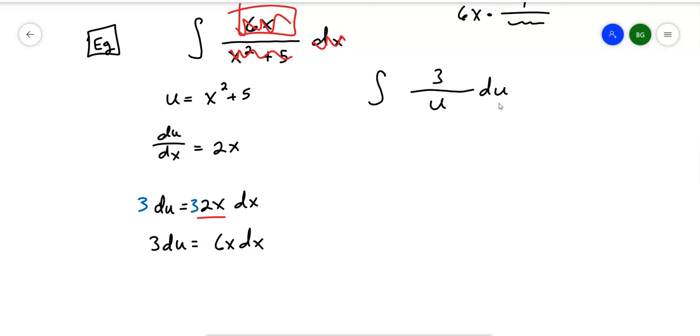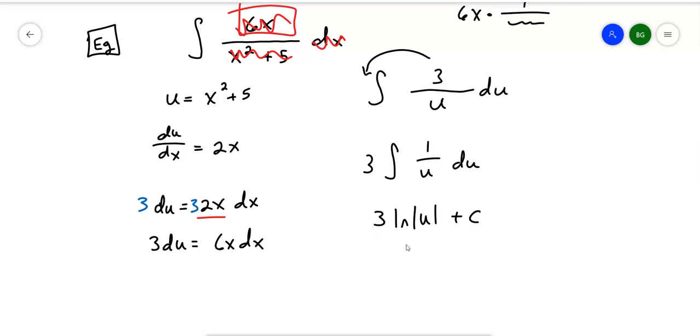And again, notice what we have now is much simpler than what we started with. Constant multiples can go outside of the integral sign. So this is going to be 3 times the integral of 1 over u du. I say integral, I should probably say antiderivative of 1 over u with respect to u. And we know the antiderivative of 1 over u is the natural log of the absolute value of u plus c, and that's going to be multiplied by 3.